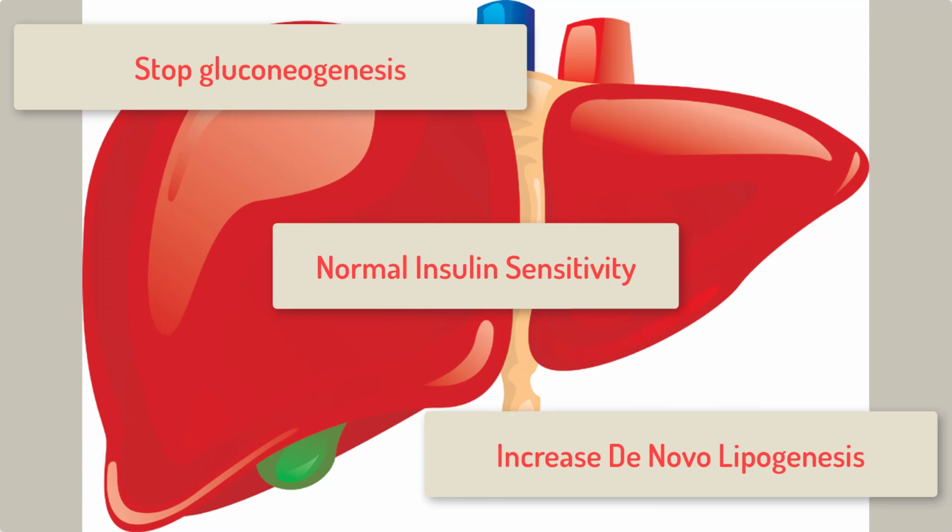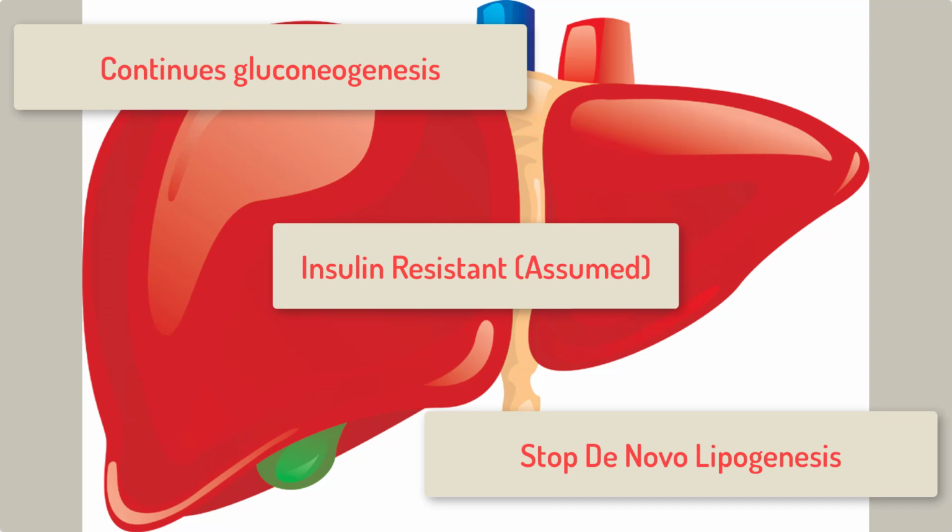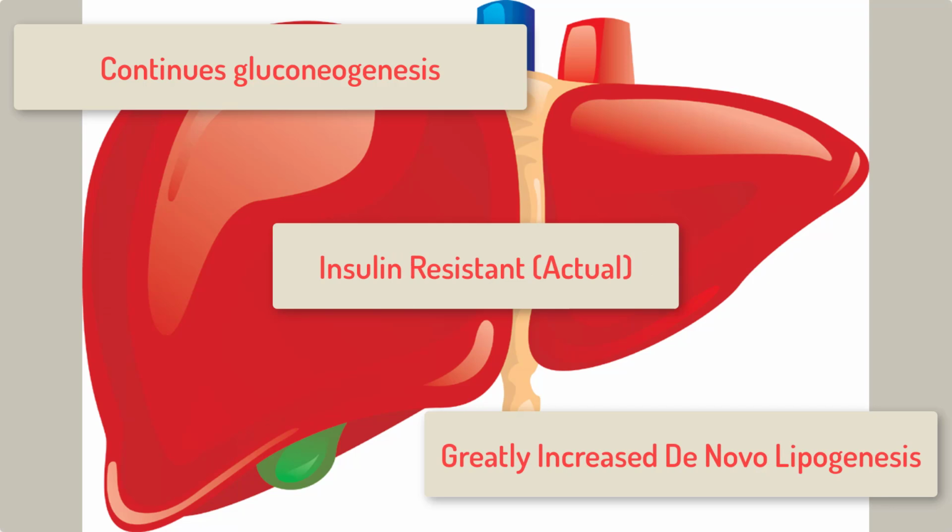Now, when we have insulin resistance in the liver, or hepatic insulin resistance, we would expect both of these effects to be impaired. The liver should stop making glucose and stop making fat. But what's actually observed is while the liver does continue creating glucose, it also increases fat production. This means that the cells in the liver are both resistant to insulin and hypersensitive to it.